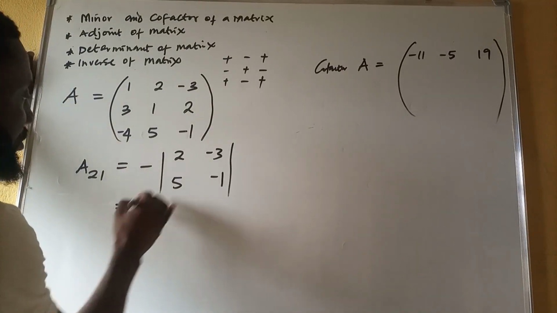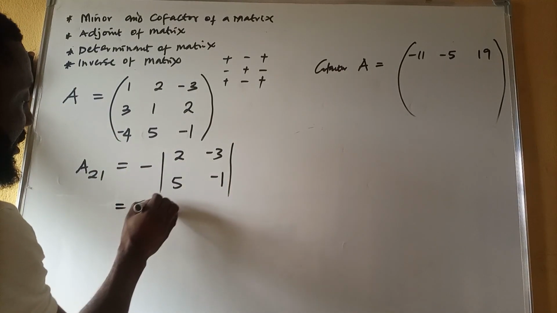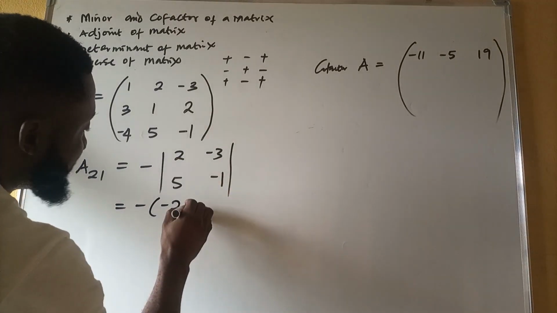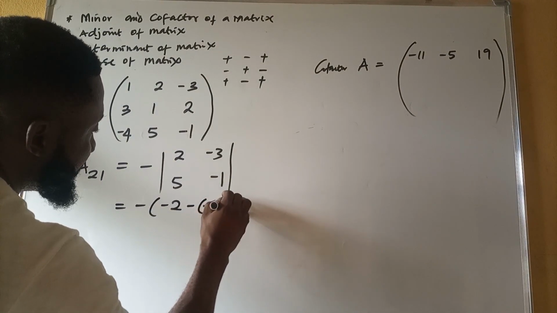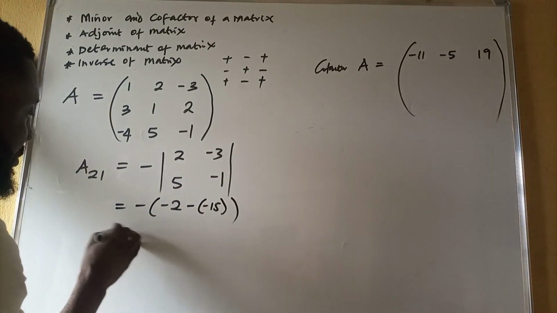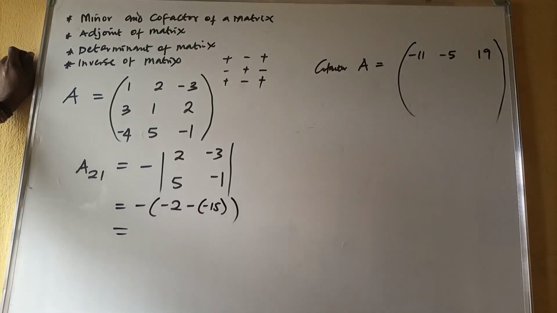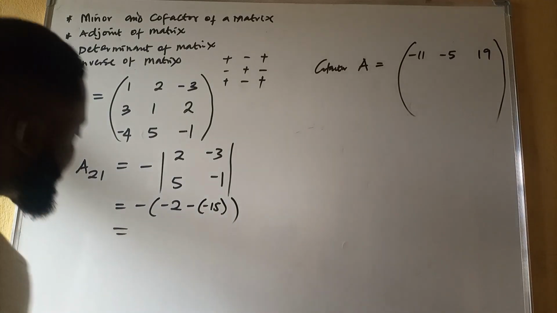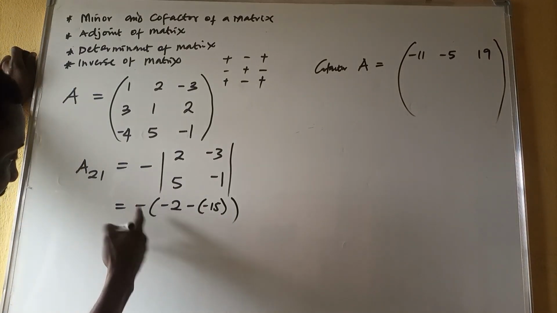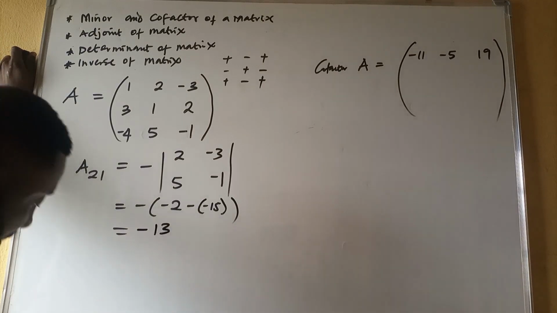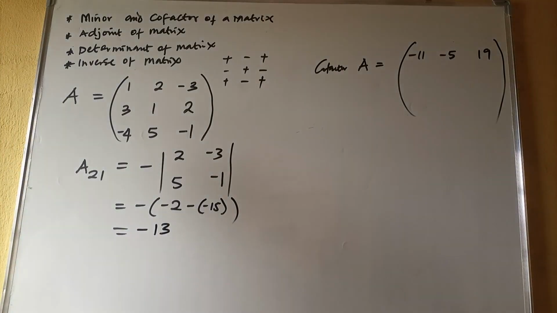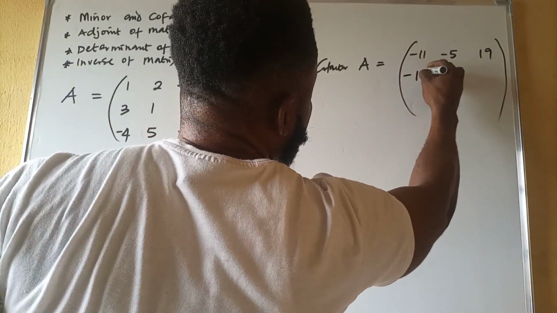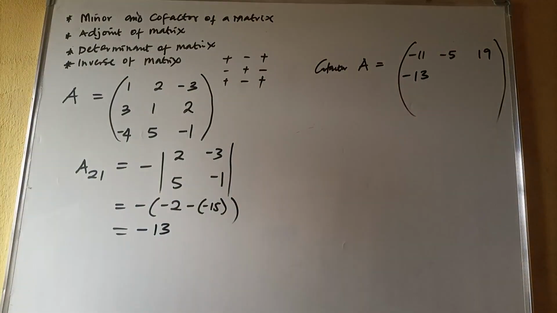So we continue our solution. 2 times minus 1, that will give us minus 2. Minus 3 times 5, that's minus 15. Since we are subtracting, it's going to be minus minus 15. So this times this will give me plus. So it's going to be 15. It's going to be minus 2 plus 15. Minus 2 plus 15, that will give me 13. 13 times this negative sign, that will give me minus 13. So we are going to have minus 13 there. This is minus 13. Okay, that is for A21.